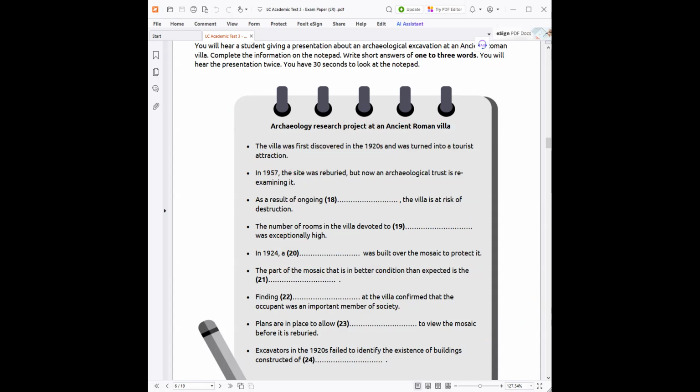Sir, actually, the question says 1 to 3 words, right? So let's say in 23, the answer was local school groups. If I put only the local one, will that be fine, or do I need to put the local school groups? What do you want to write here? So the 23rd, it was local school groups. That was the right thing. But let's say if I put the local one.